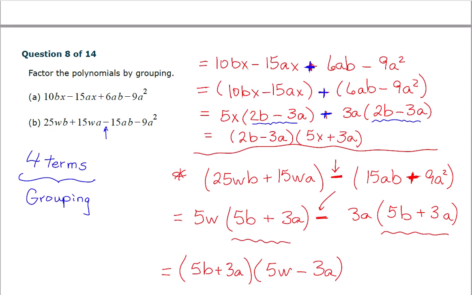All right, looking at each part, take out what's in common. Once I did that, this 5b plus 3a is in common, and take it out in the front.